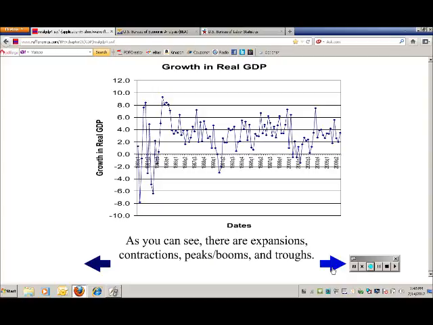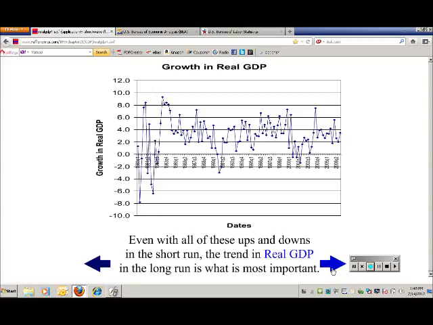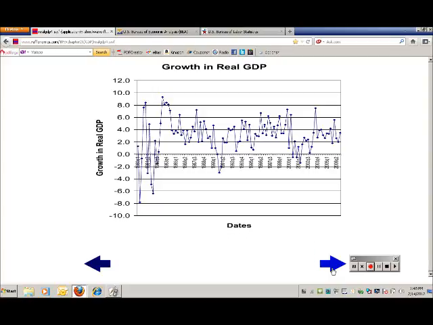What you'll also notice is that even though there are expansions, contractions, peaks, booms, and troughs in these business cycles, even with all of these ups and downs in the short run, the trend for real gross domestic product in the long run is what is most important. So in the short run, you're going to see jumps up and down, maybe very extreme. In the long run, that's what we're worried about most.